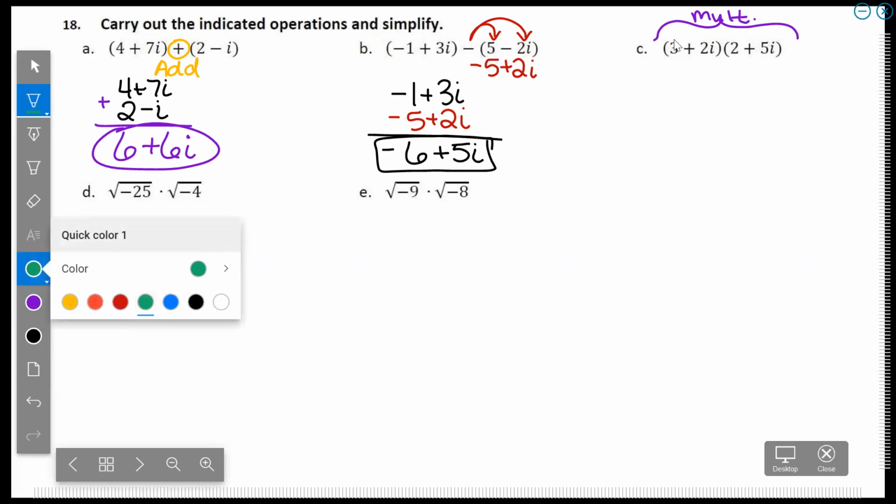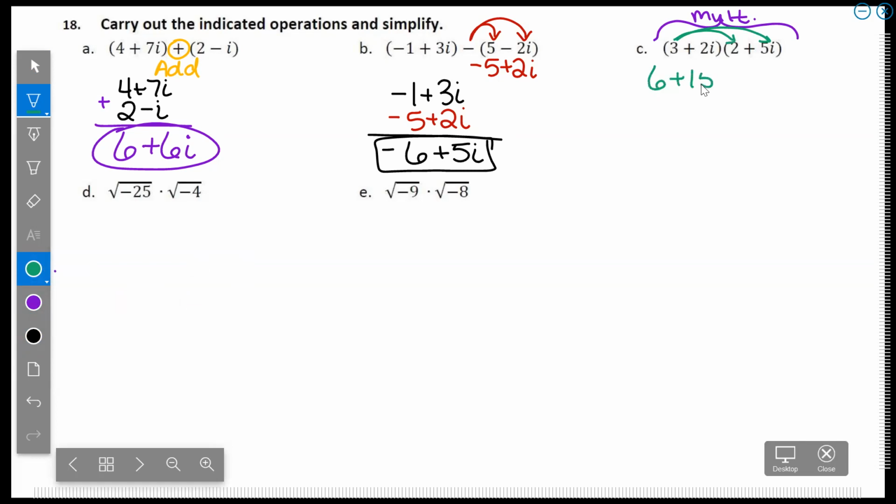So I'm going to take this 3 and distribute it to both pieces. So I get 6 plus 15i. And then I take the 2i and I distribute that to both pieces as well. So 2i gets distributed to 2, so plus 4i. 2i and 5i gives me 10i squared. Do I have any like terms that I can combine? Yep, 15i and 4i. What do I get when I combine those two? 19i.